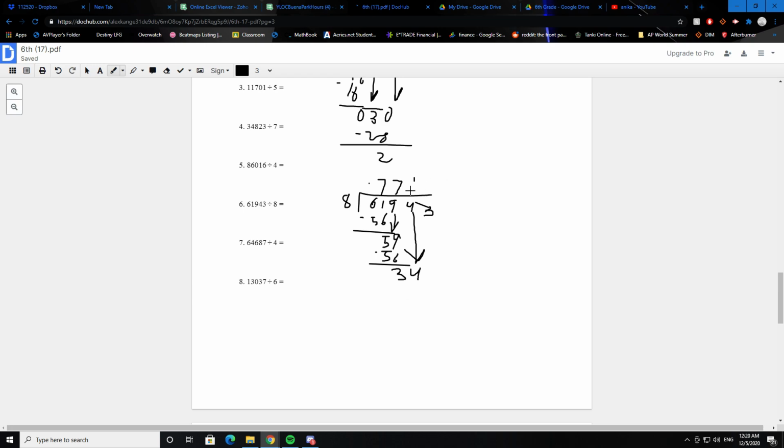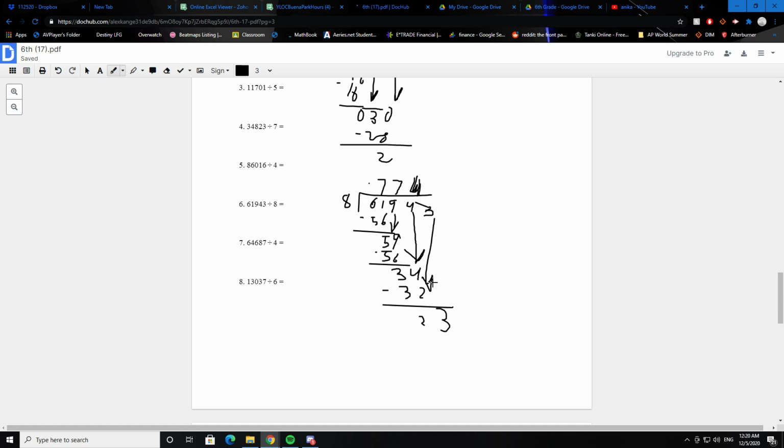4 times. Okay, 8 times 4 is 32, and excuse my handwriting, it's kind of hard drawing with the mouse, but the answer here would be 2. You bring it down. 34 minus 32 is 2. 8 can't go into 2, so you bring the 3 down.